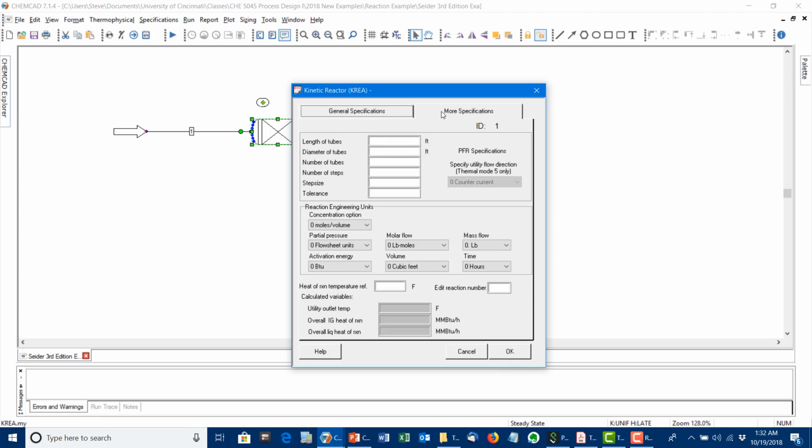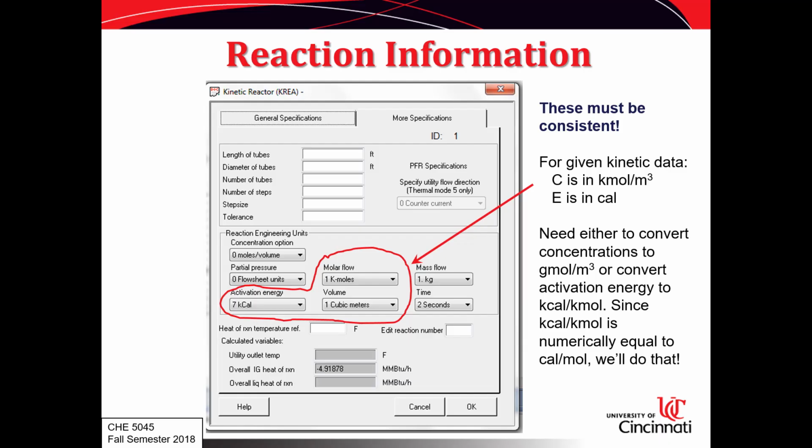Let's look at the more specifications tab here. I noted previously that the flow sheet itself is in American engineering units, but my rate data are not in American engineering units. So let's take a closer look at this reaction and information tab. What we want to make sure of is that we select the correct units for the reaction rate information and that we select a consistent set of units.